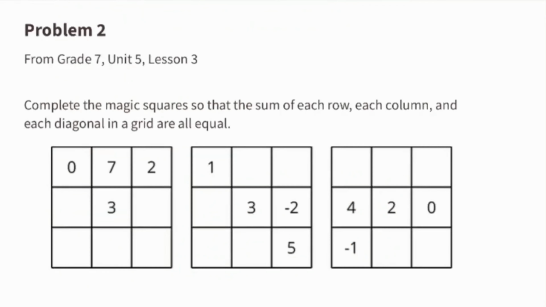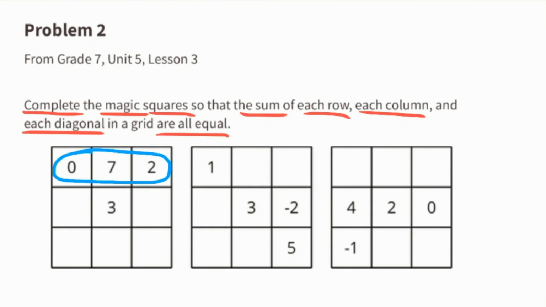Problem number 2 from 7th grade, Unit 5, Lesson 3. Complete the magic squares so that the sum of each row, each column, and each diagonal in a grid are all equal. Look at the first grid on the left. They've given us the 0, the 7, and the 2. If we add those up, the total sum is 9. Each row, column, and diagonal has to have the sum of 9.